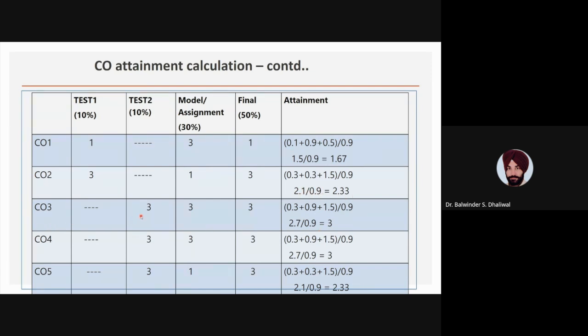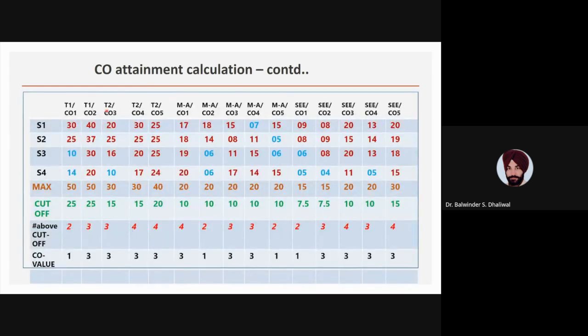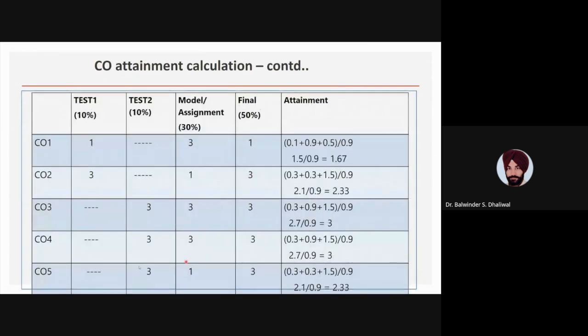Similarly for CO3, we can see in this table that CO3 is not mapped with T1. CO3 is calculated from T2, then model assignment and then SE. CO3 from T2 is 3. CO3 from model assignment is again 3. And from this SE, it is again 3. So all the three tools are giving a CO attainment value of 3. So that's why we have written 3, 3, 3 here.